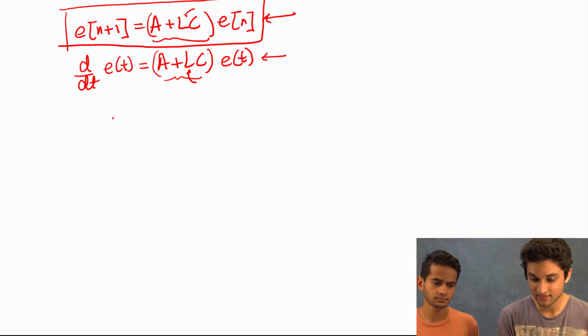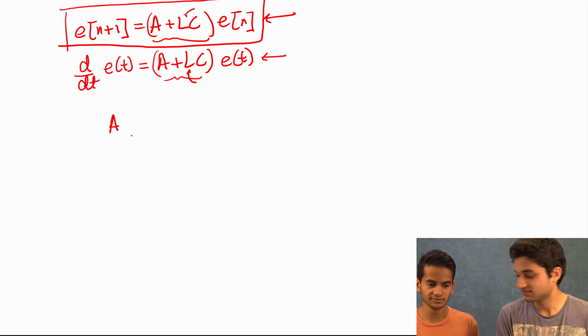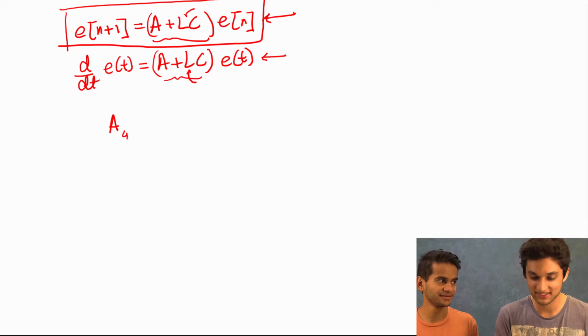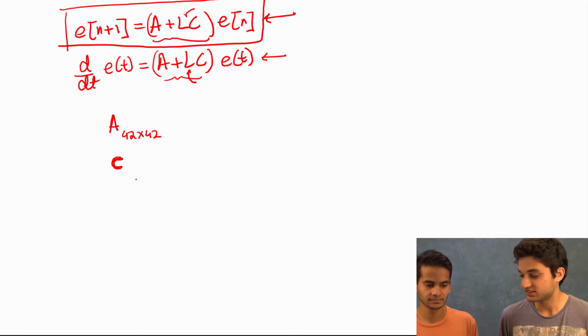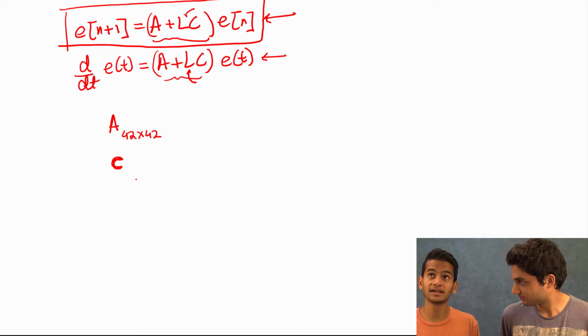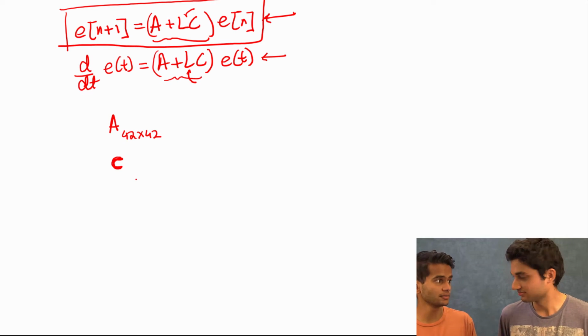Cool. Savin, quick question. Give me a number greater than 20. 42. If A is a 42 by 42 matrix, how many columns can you have in C? It should be 42, right?